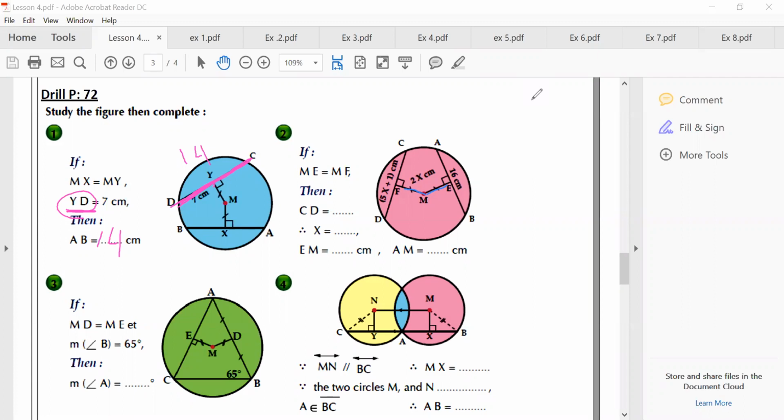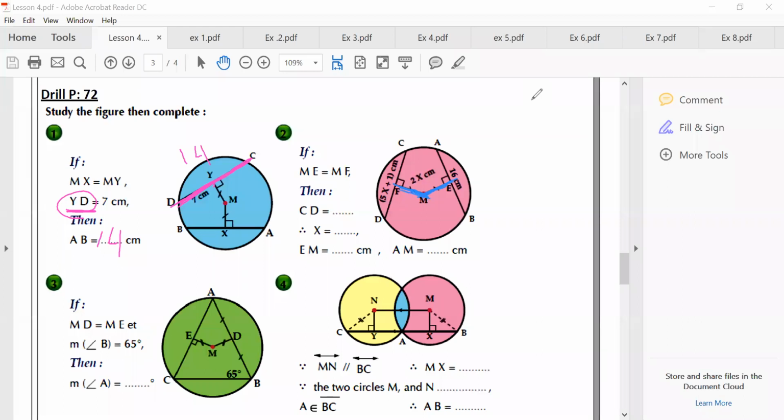Before reading, if I say that ME, the distance between the center to this chord, equals the distance from the center to the other chord, what will you deduce from this given? Equal distance from the center. I have just said it. If ME equals MF, what will you deduce, Alia, from this one?